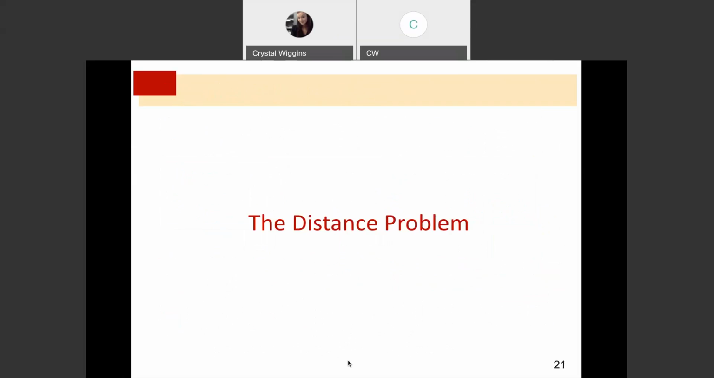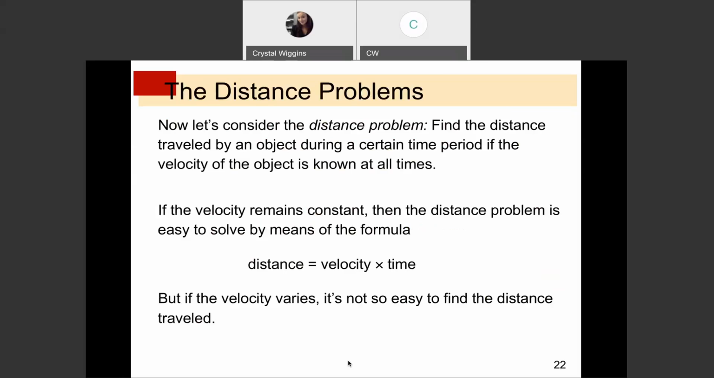Okay, so let's attempt to do a different type of problem, but with the same concept. So we're not changing our concepts. We're doing left-hand and right-hand sums, but this time instead of calculating area, let's calculate a distance problem. So now let's consider distance. Finding distance traveled by an object during a certain time period if the velocity of the object is known at all times. If the velocity remains constant, then the distance problem is easy to solve, okay?